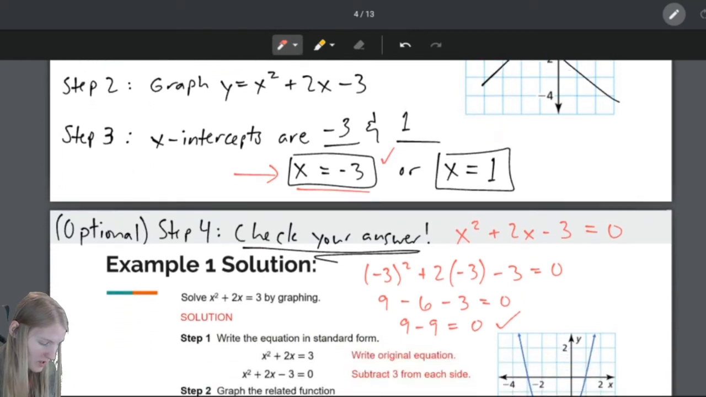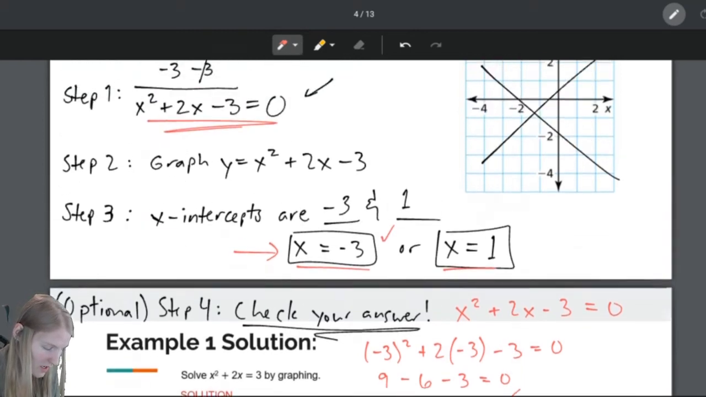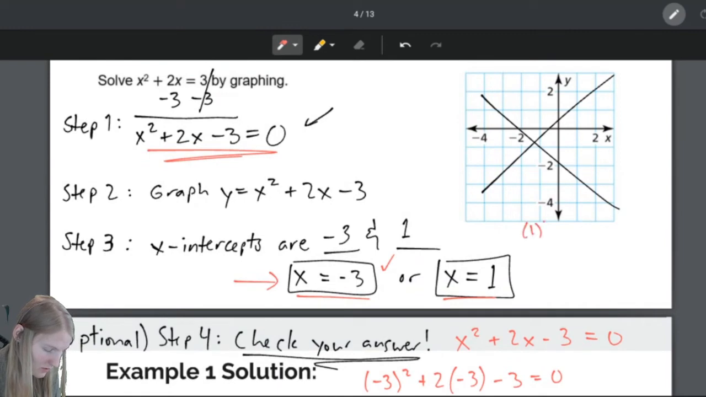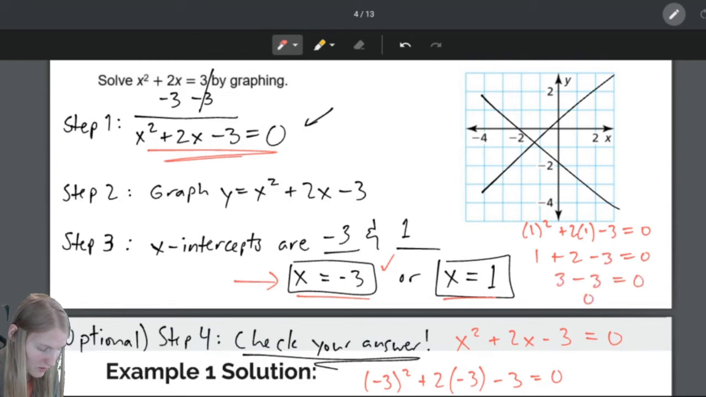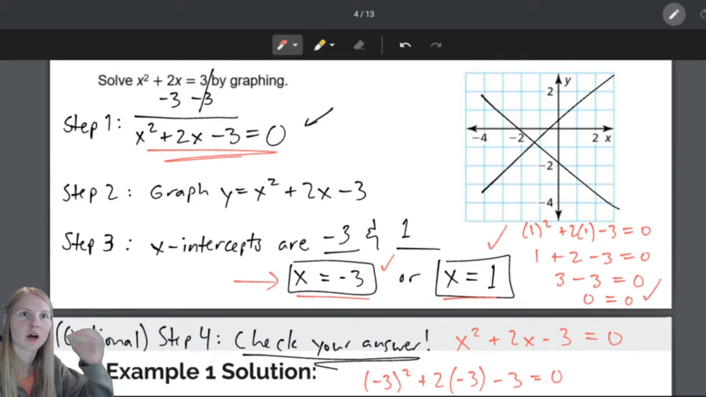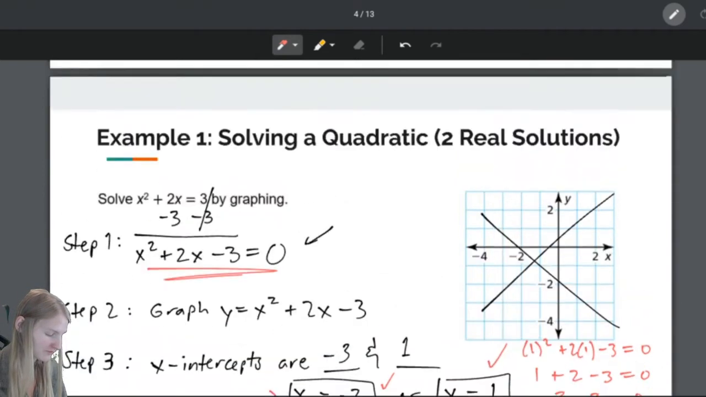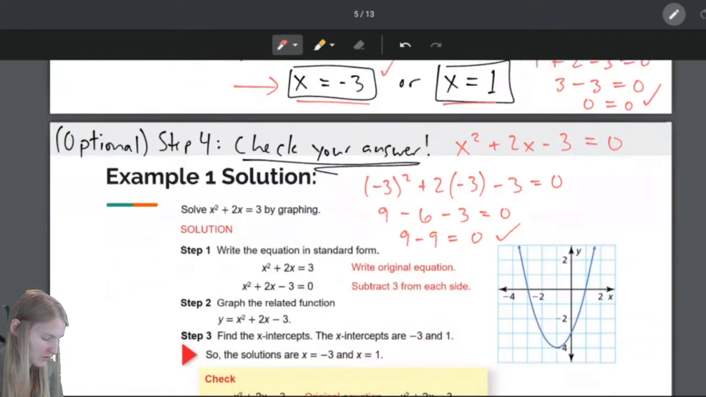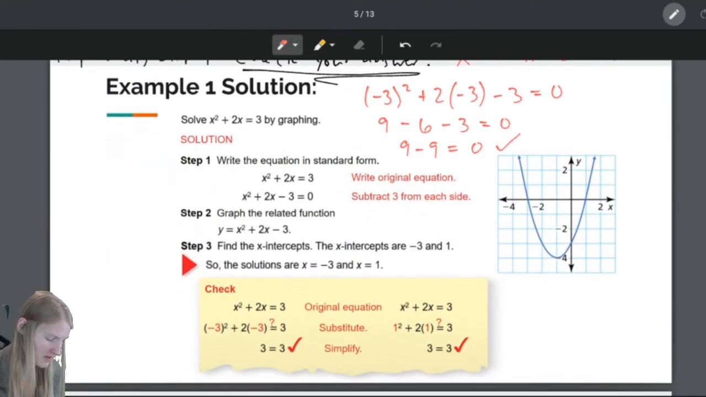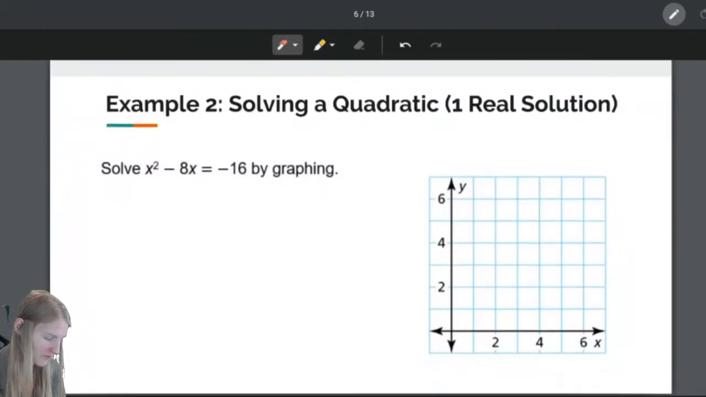And we can do the same thing with 1. We are running out of space. Let's do it up here. 1 squared plus 2 times 1 minus 3 equals 0. So 1 plus 2 minus 3 equals 0. Oh, look at that. 3 minus 3 equals 0. Yep. That definitely, indeed, works. So, yay. Optional step 4. Good idea to do step 4, and we can check our answers. Negative 3 and 1. And look at that. They checked just like us. Good, good. Okay.